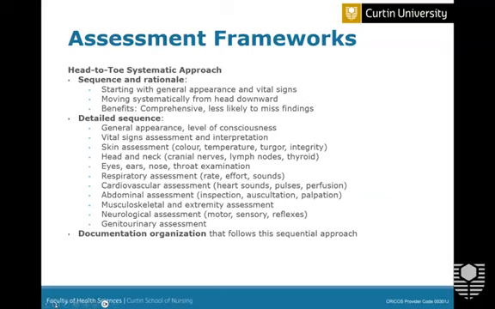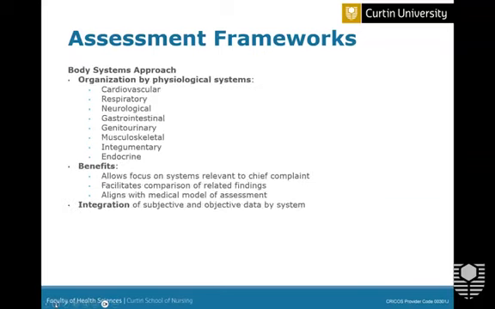So you can see that the approach head to toe is actually very organised and very sequential, and that is one of the advantages of using this approach, because just as you use it, you can actually document information in the same way. Okay, so when we're looking at a body systems approach, this is organisation by physiological parameters.